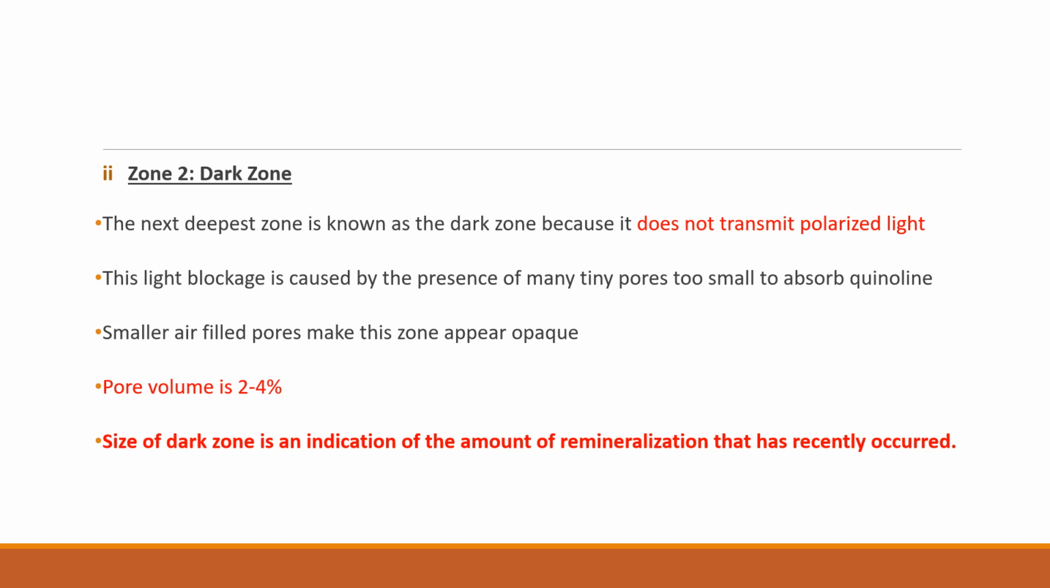Second zone is the dark zone, and it is known as the dark zone because it does not transmit polarized light at all. The light blockage or darkness is caused because of the tiny pores that are too small to absorb quinoline. The smaller air-filled pores make this zone appear opaque. The pore volume for this zone is 2 to 4%, and the size of the dark zone is a clear indication of the amount of remineralization that has recently occurred.